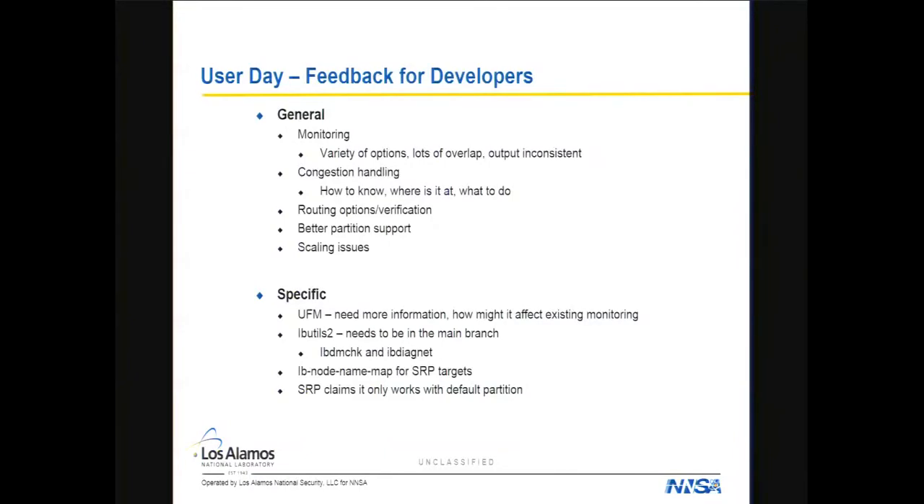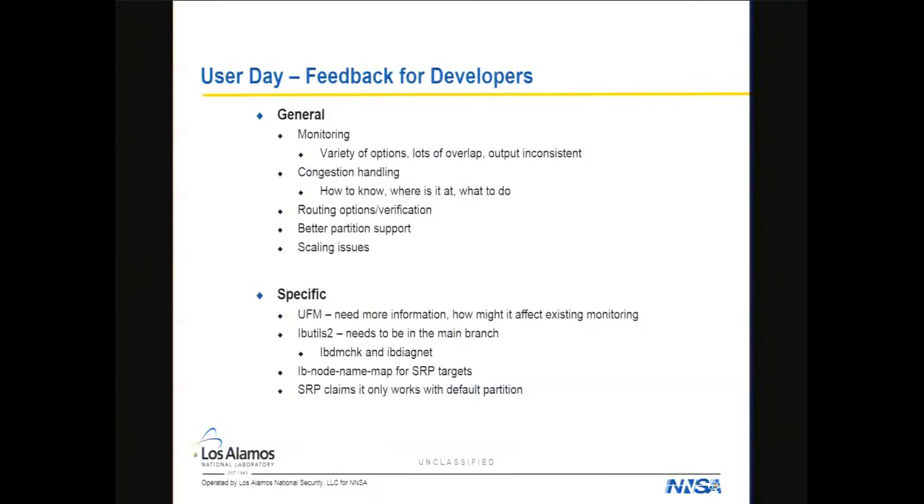Congestion handling was pretty big. How do you know it's there, where it's at, and how to deal with it? Routing options and verification. Some of that, I think, centered around, first of all, knowing that your routing is actually working and it's balanced. And then there was some concern about when you have Lustre networks, not everybody needs to talk to everybody. So you either have to set up your fabric in an up-down fashion, or something like Livermore's done, so that you don't need routes between certain places. So those were some of the conversations being had. Better partition support came out a couple of times, both in the meeting and at the social hour conversations. And obviously scaling issues, those were all general.